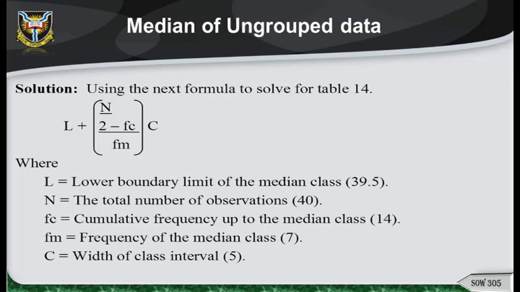Median equals L plus bracket N over 2 minus FC all over FM close bracket C, where L equals the lower boundary limit of the median class, 39.5; N equals the total number of observations, 40; FC equals the cumulative frequency up to the median class, 14; FM equals the frequency of the median class, 7; C equals the width of class interval, 5.